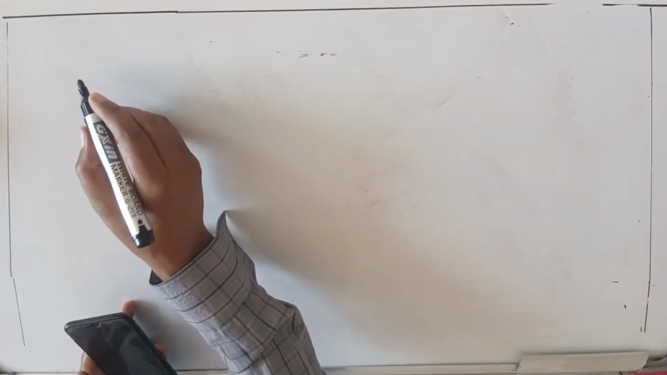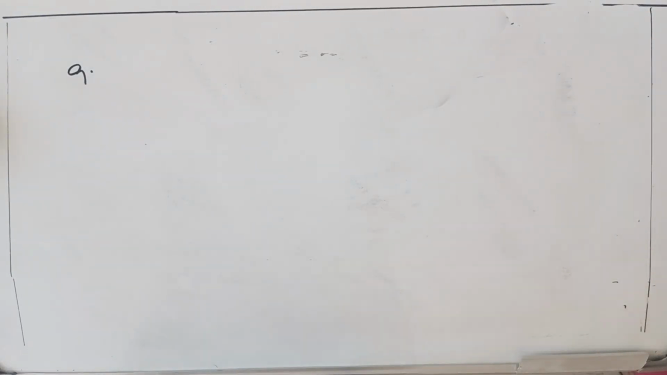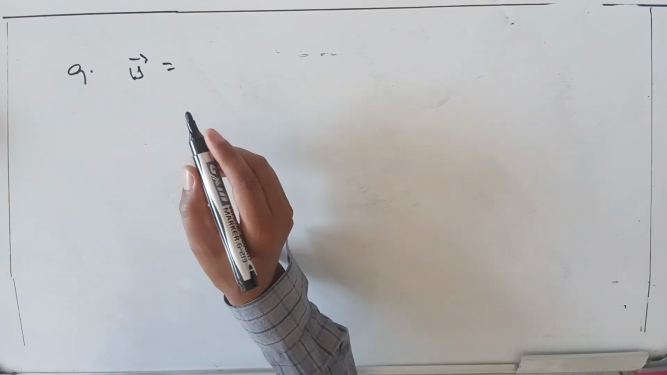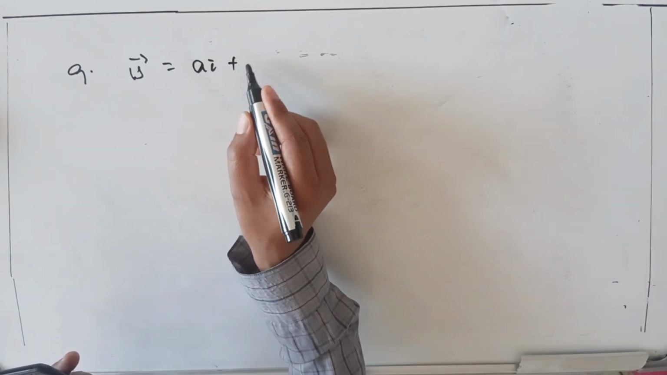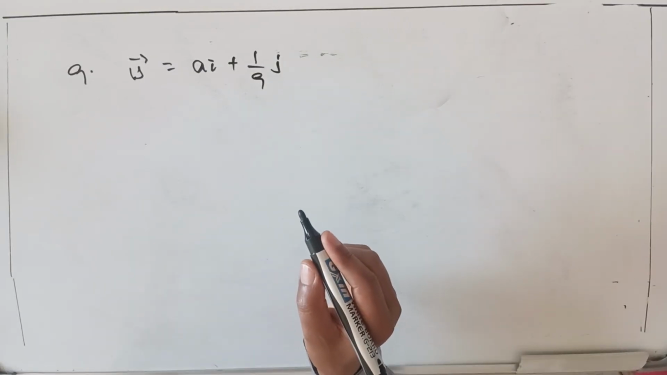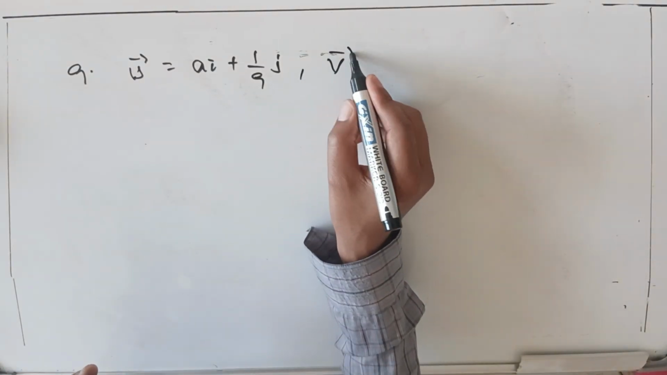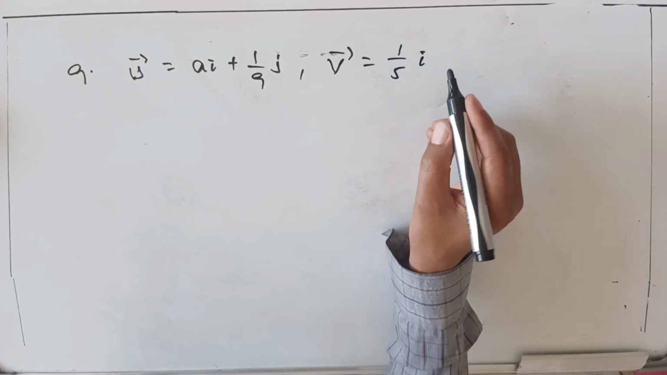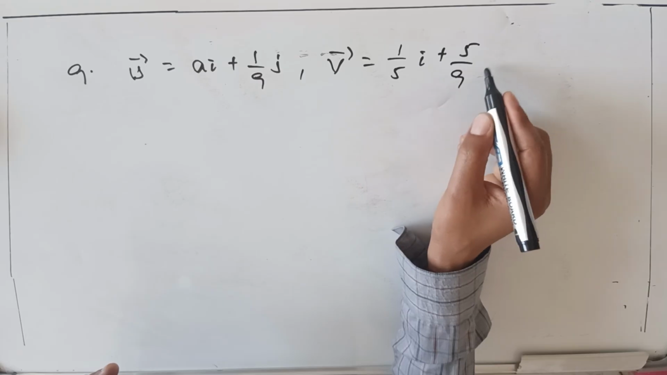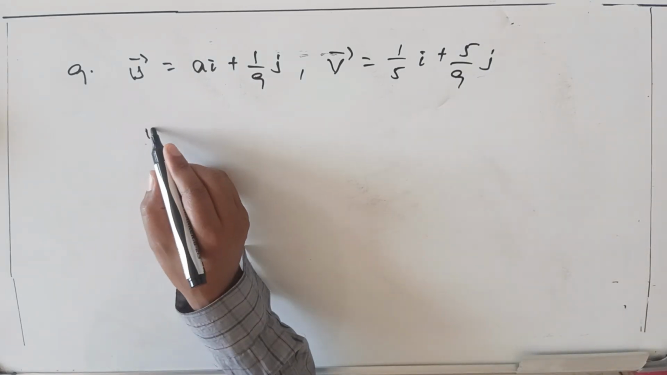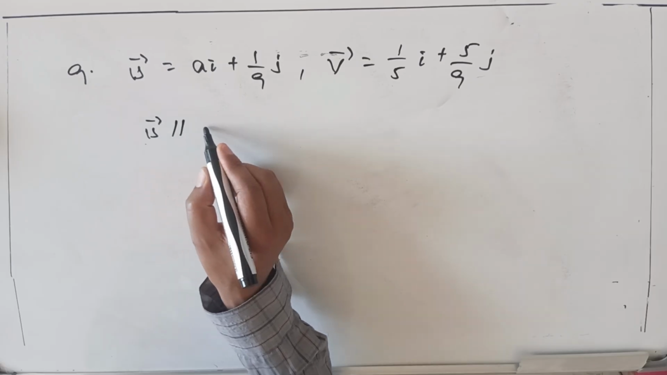Okay, question number 9. For what value of a are the vector u equal to ai plus 1 over 9j and vector v equal to 1 over 5i plus 5 over 9j parallel to each other? That is, the two vectors are parallel. That is, vector u is parallel to vector v.